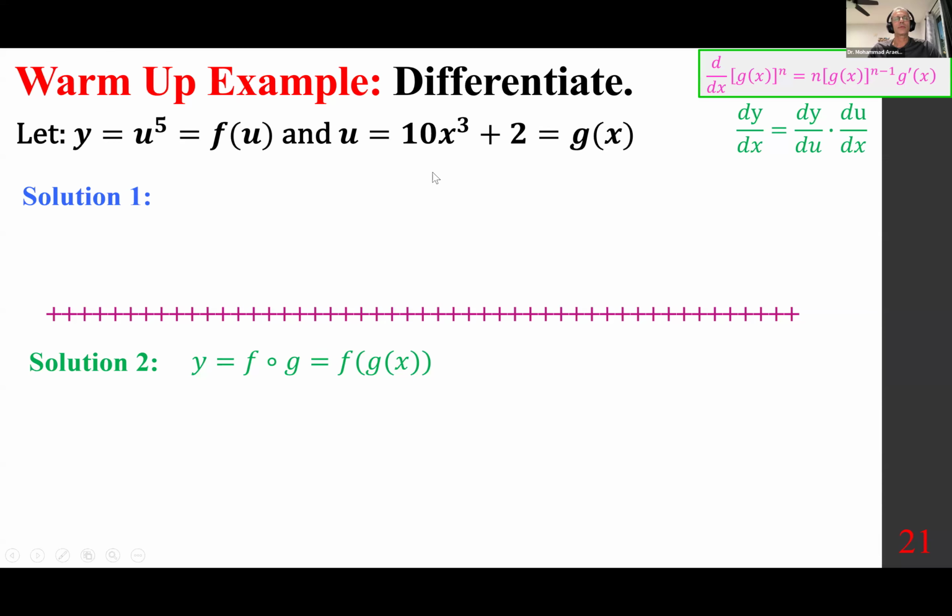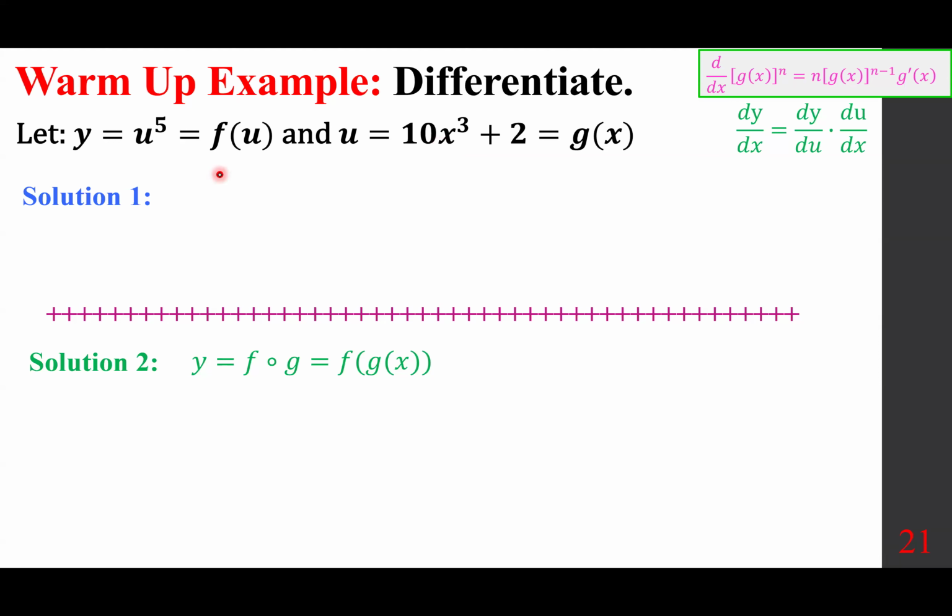Let's look at a couple of examples here. It's a warm-up example again, where y is a function of u to the power of 5, and u is a function of x, 10x cubed plus 2. I'm going to show you both ways, Leibniz's notation as well as composite function. Because it's simple enough, you can do both ways. It really makes no difference. However, the more complicated the question, you may have to go with Leibniz's notation.